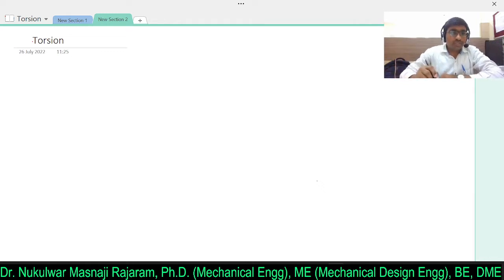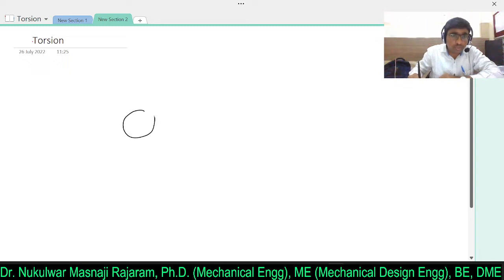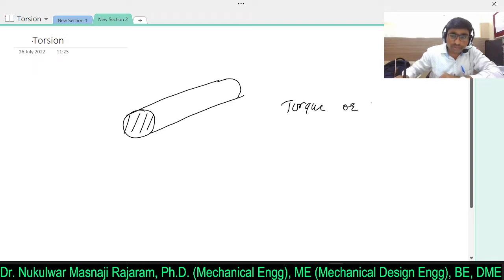Today we will see torsion. It's a very interesting topic in strength of material. What is torsion? Before that, I would like to explain a simple machine element that is known as a shaft. So what is a shaft? A shaft is nothing but a machine element which is used to transmit motion or torque. So a shaft is used to transmit the motion or torque. That machine element is nothing but a shaft.